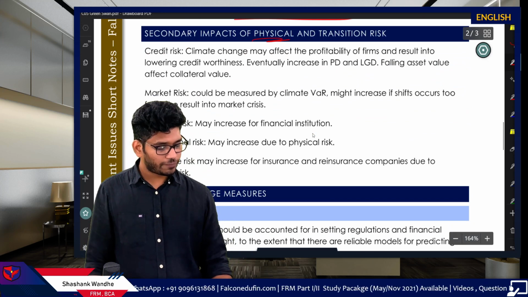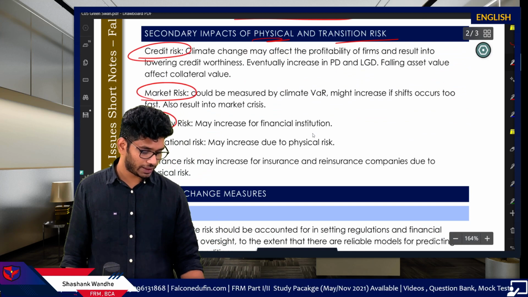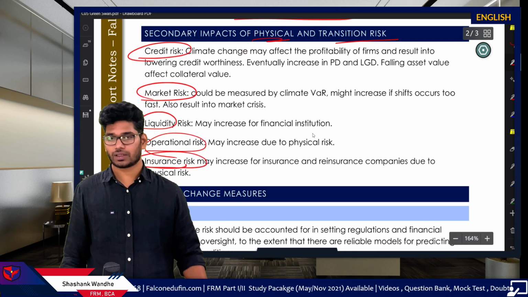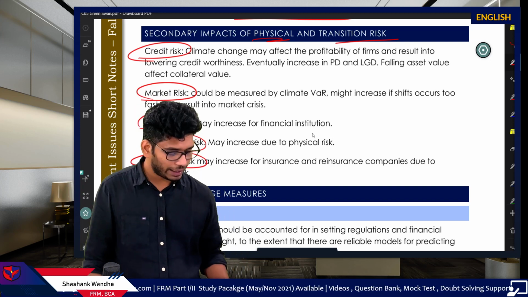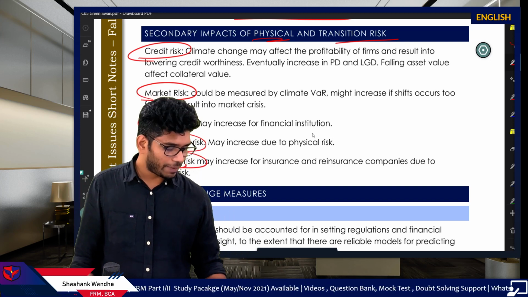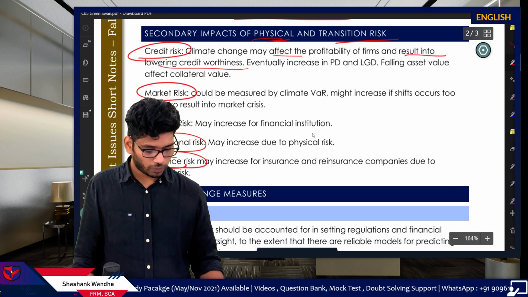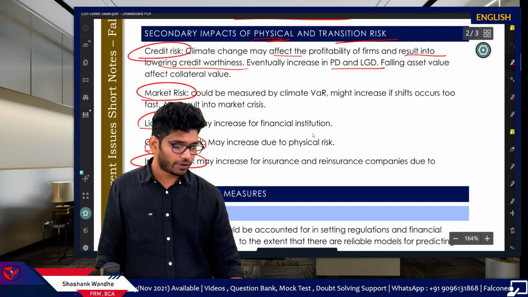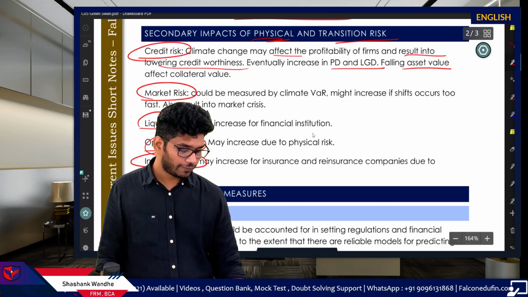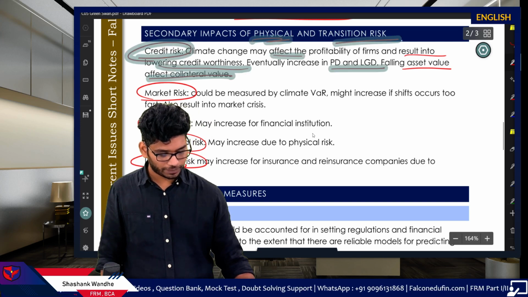Secondary impacts of the physical and transition risk: credit risk, market risk, liquidity risk, operational risk, insurance risk. I don't think we need to explain anything because you already got the idea. I'll just quickly read it out. Climate change may affect the profitability of firms and result in lower creditworthiness, eventually an increase in probability of default and loss given default, LGD. Falling asset value affects the collateral value. This is the credit risk.